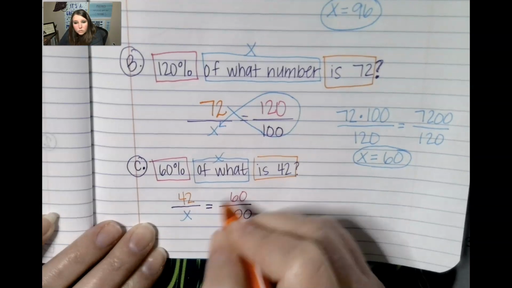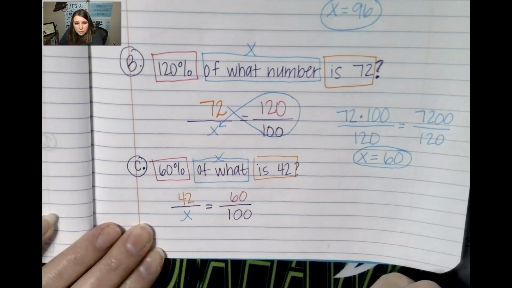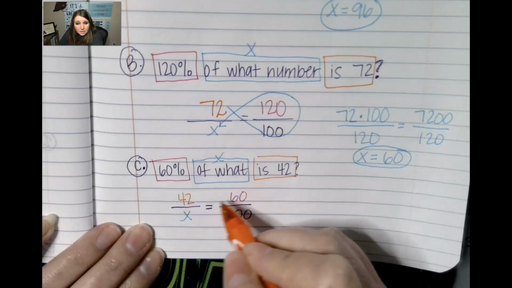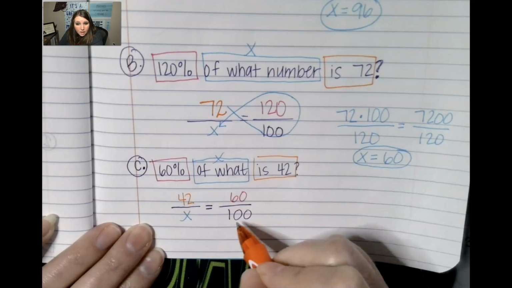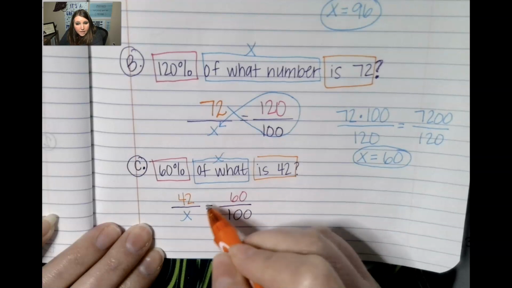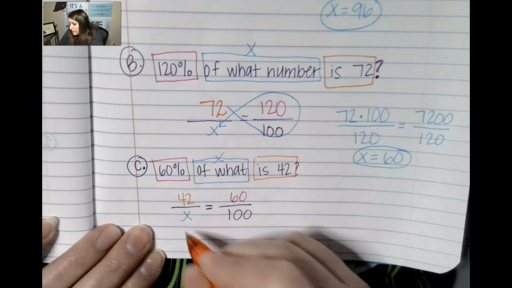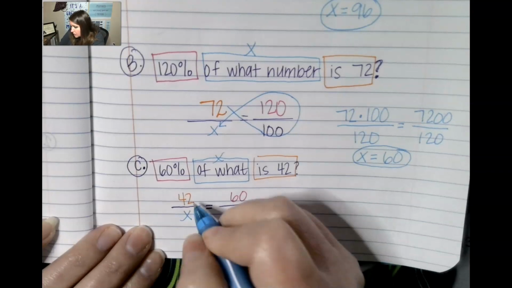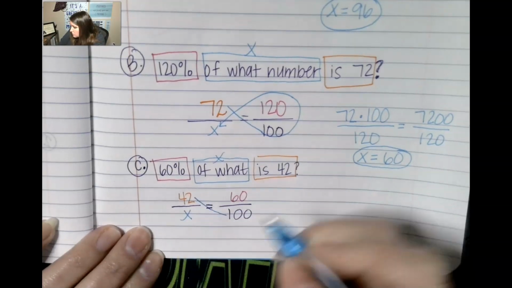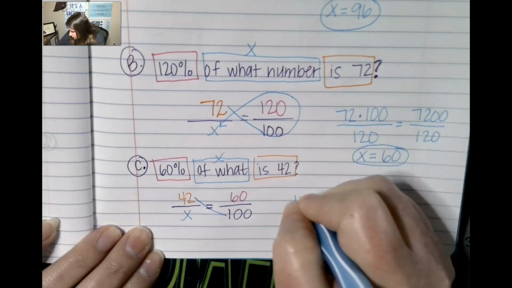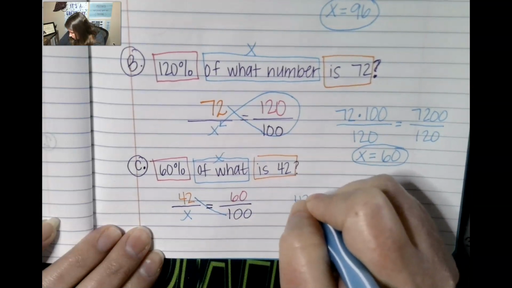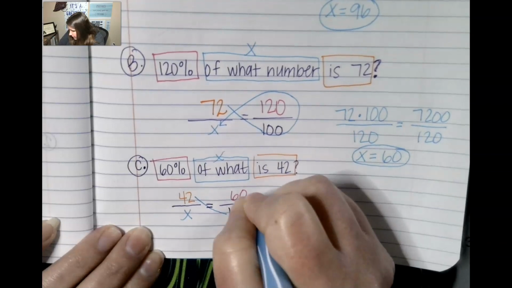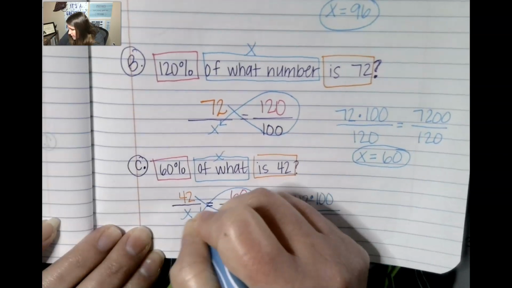Okay, I'm looking to see what's across in my proportion. I could figure out by doing 60 divided by 42 and 100 divided by whatever that number is, and that would give me X. Or I'm just going to go fishing here. 42 times 100. And I'm going to divide by 60 because it's the last number.